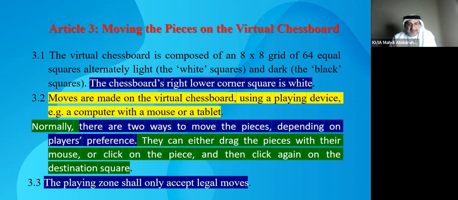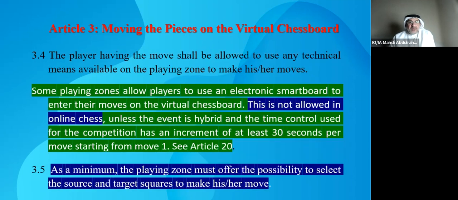So this is the difference between over the board and virtual. In virtual there cannot be an illegal move, and there cannot be a touch move. Some playing zones also use an electronic smart board to enter moves on the virtual board. This is not allowed in online chess. In online chess, we do not use an electronic chessboard, but now for hybrid chess they try to use one.